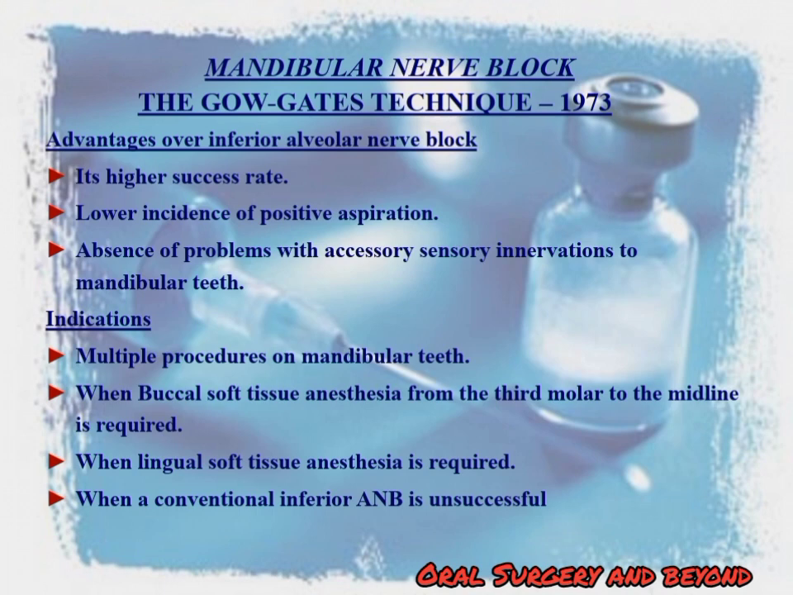Next is the mandibular nerve block with the Gow-Gates technique, given by Gow-Gates in 1973. Its advantages over the inferior alveolar nerve block are higher success rates, a lower incidence of positive aspiration, and absence of the problem of accessory sensory innervation to the mandibular teeth. Indication: multiple procedures on the mandibular teeth, when buccal soft tissue anesthesia from the third molar to the midline is required, like any pathology in this region. Also when lingual soft tissue anesthesia is required, and when a conventional inferior alveolar nerve block is unsuccessful, then also we can opt for the Gow-Gates technique.